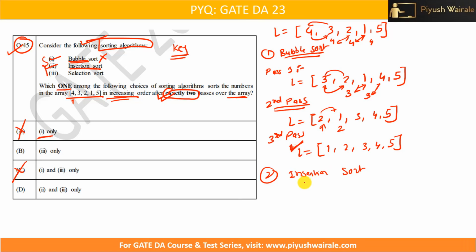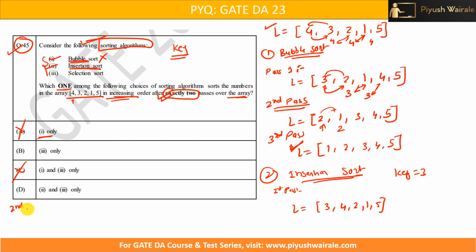Insertion sort. I have the same list L here. So what I am doing, for the first iteration, I keep the first element the same and take the key element, the second one, 3. Now I will compare 3 with 4. Is 3 less than 4? Yes, that is true, then I will simply swap this particular element, right? So what will I get after the first pass? After the first pass, L equals 3, 4, 2, 1, 5, because I don't have any number to compare with this particular key. So this is after the first pass.